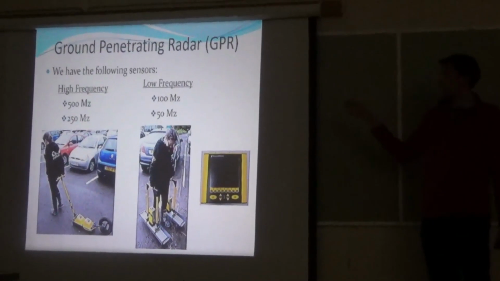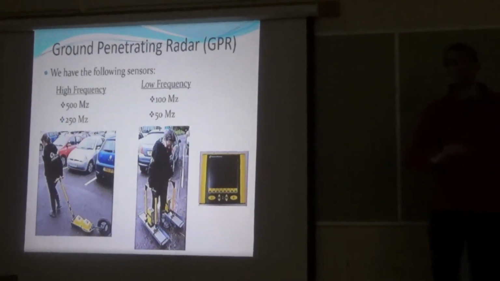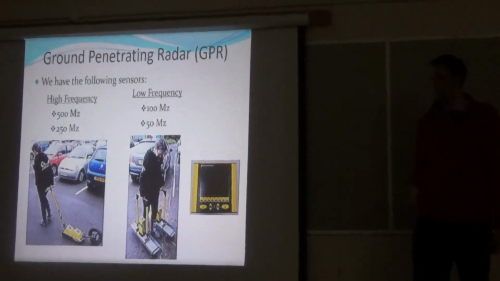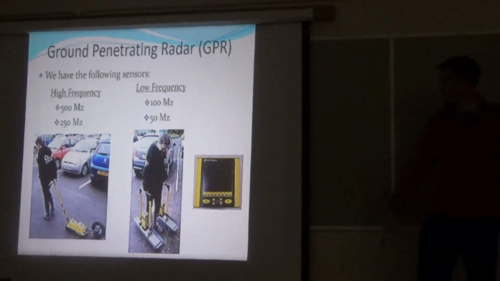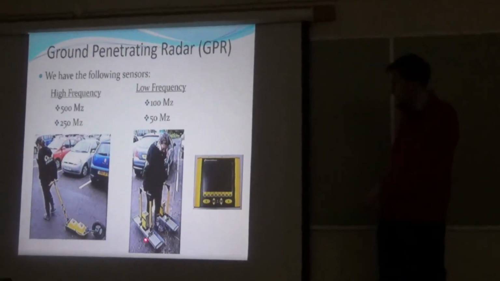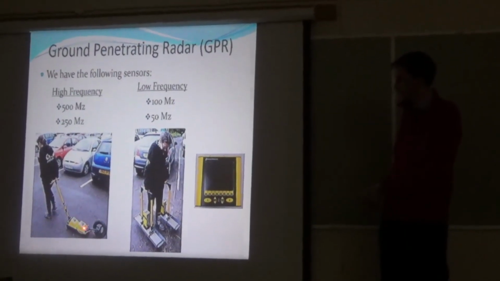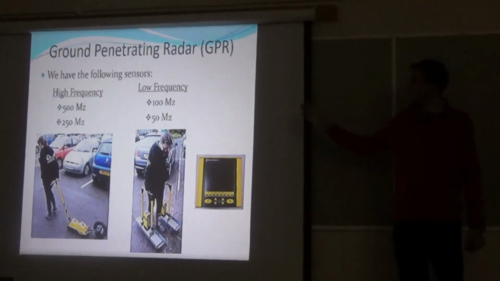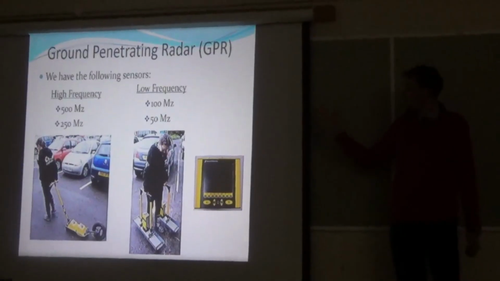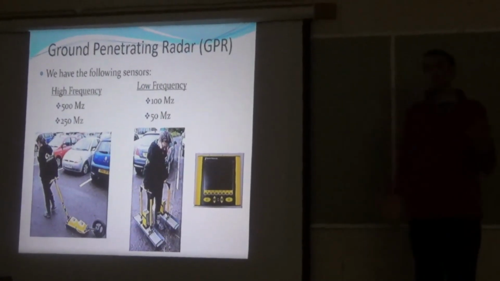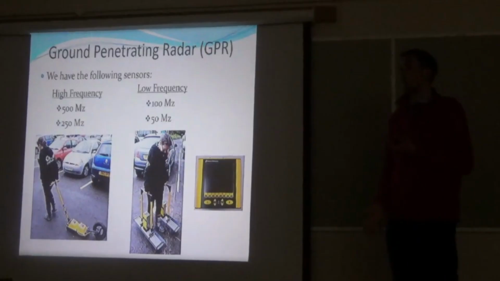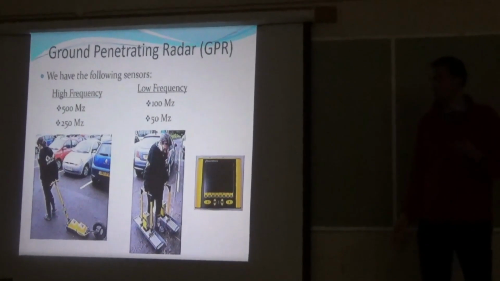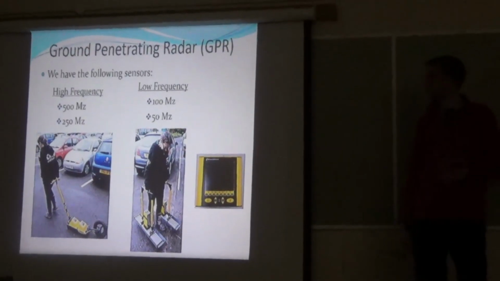So a 500 megahertz sensor will penetrate into the ground about 1.5 meters. A 250 megahertz sensor will penetrate about 4 meters. And it looks like this. It looks like a bit of a small cart. You have a receiver and a transmitter and an odometer wheel for distance. A low frequency sensor, so a 100 megahertz sensor, will penetrate about 10 to 15 metres, and a 50 megahertz sensor will penetrate about 25 metres.